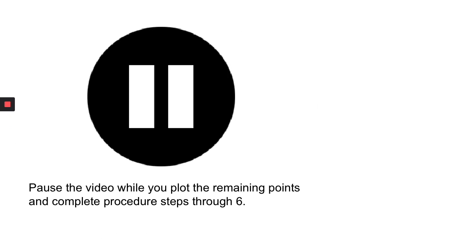So now you can pause your video and plot the remaining points, and also complete procedure steps through 6. Once you finish plotting the steps for step 3 and step 4, you're going to look for a pattern. Can you find a pattern? And once you find that pattern, you're going to label it the Ring of Fire.